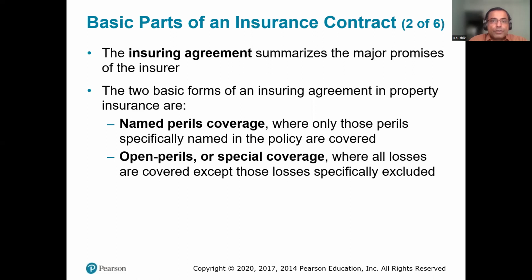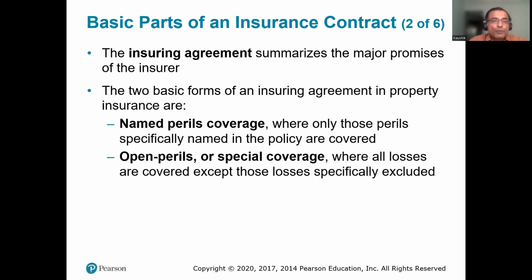Then comes the insuring agreement. The insuring agreement summarizes the obligations of the insurer or the insurance company. It can be of two types. The first is named perils coverage. In this case, the sources of risk which lead to loss are mentioned in the agreement, and the policy will cover only those sources of risk.